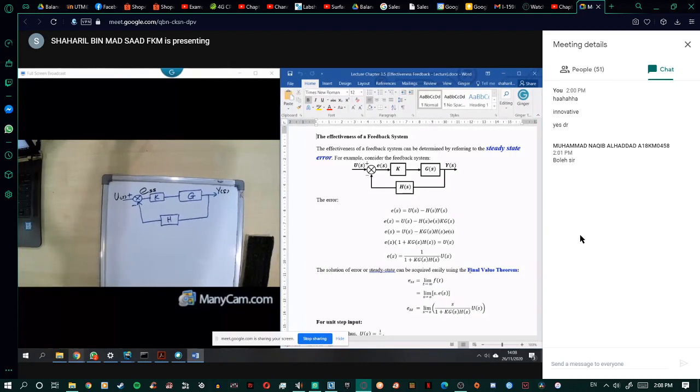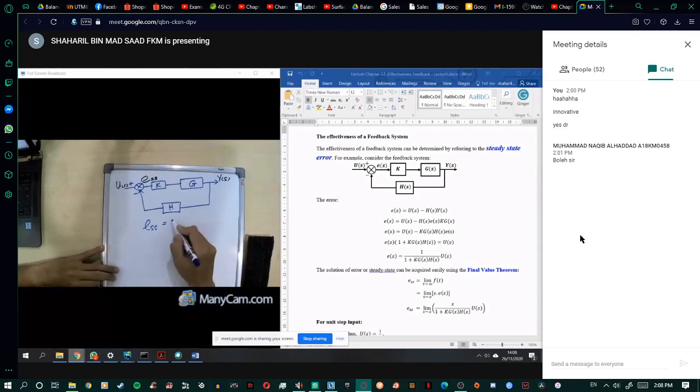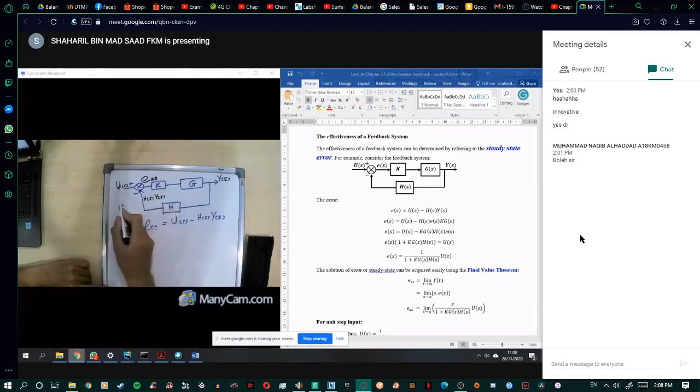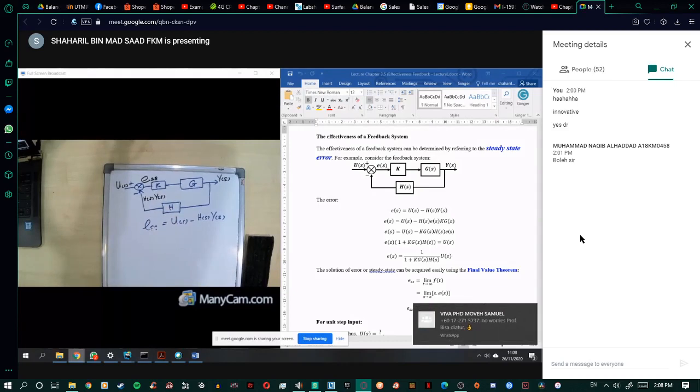So in order to calculate the steady state error, E(s), that means error, is U(s) minus H(s)Y(s). Okay, so the steady state error is U minus HY. Okay, now we have it. All right.